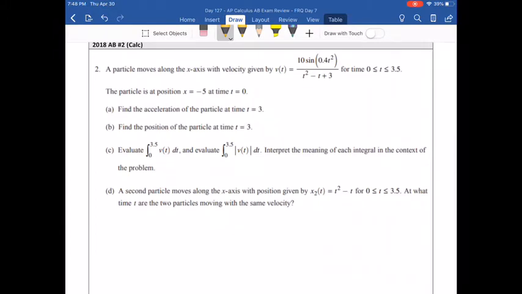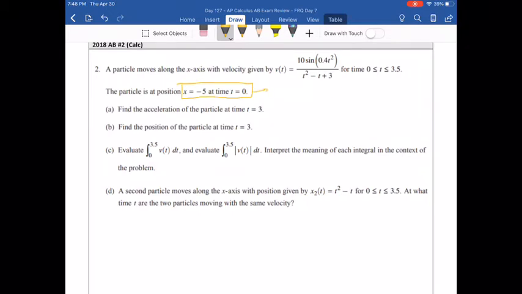So, a particle moves along the x-axis with velocity given by v of t equaling 10 times the sine of 0.4 t squared all over the quantity t squared minus t plus 3, for time 0 less than or equal to t less than or equal to 3.5. The particle is at position x is equal to -5 at time t is equal to 0. So just like previous problems, they give us the initial position of our particle, and that will come into play eventually.